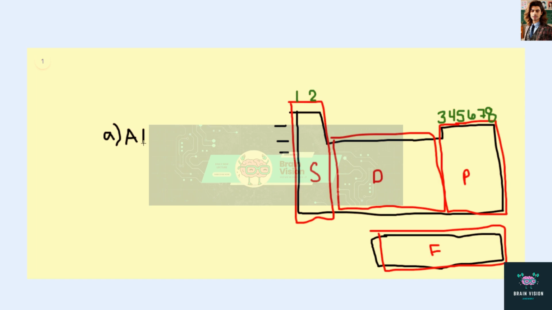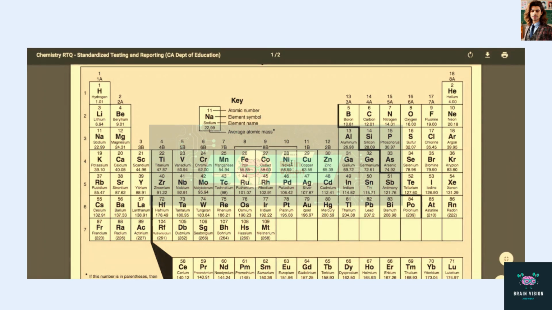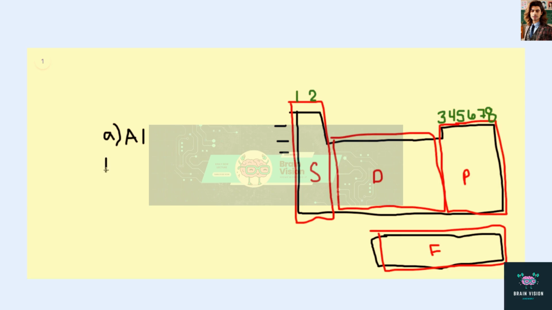The next question says, find something with 4 3p electrons. So that means it has to be in the P block and 3p, so the third period in the P block, and it must have 4 electrons. So if we're in our third period and we go into our P block, aluminum would have 1, silicon would have 2, phosphorus has 3, and S would have 4 3p electrons. So our answer for B is sulfur.